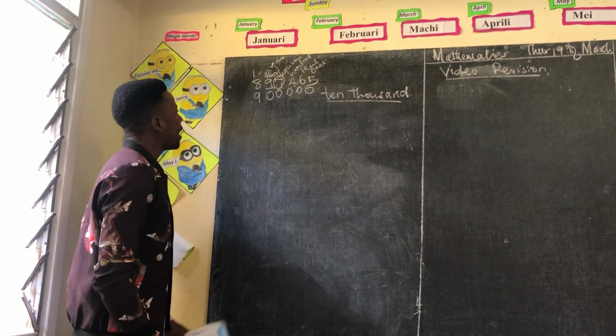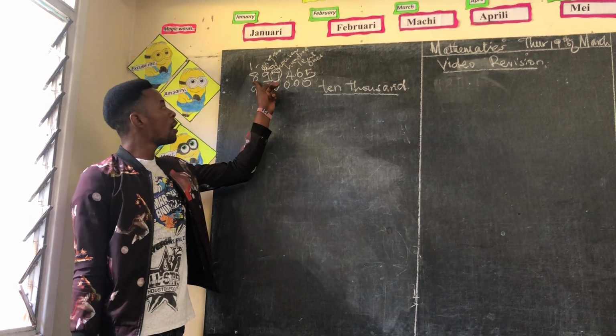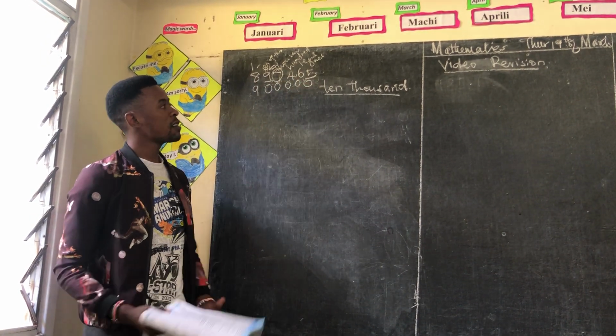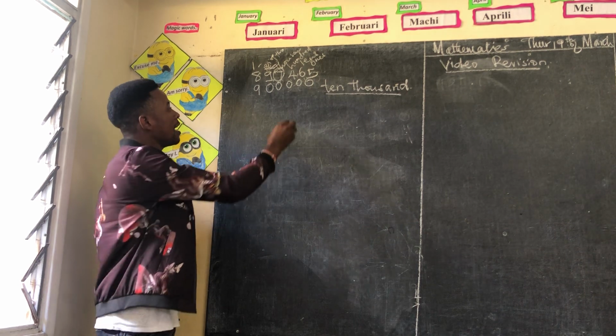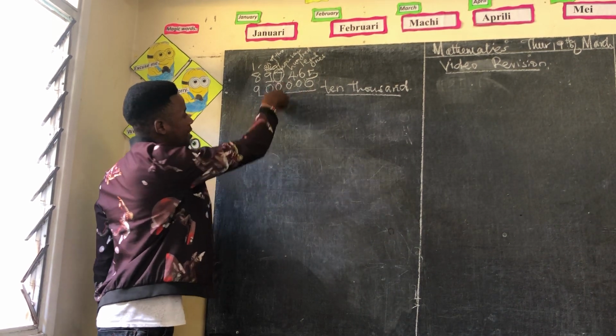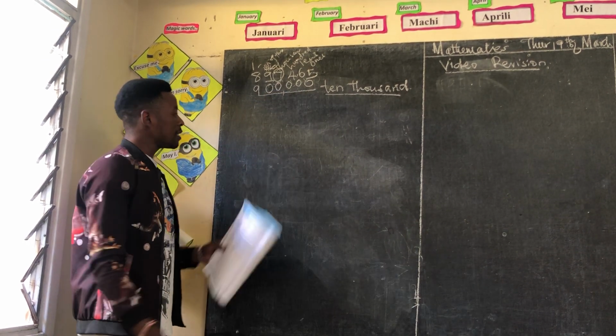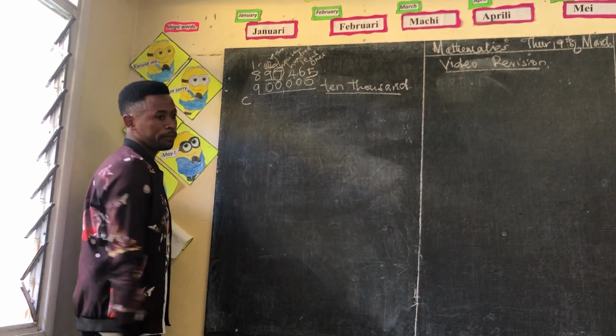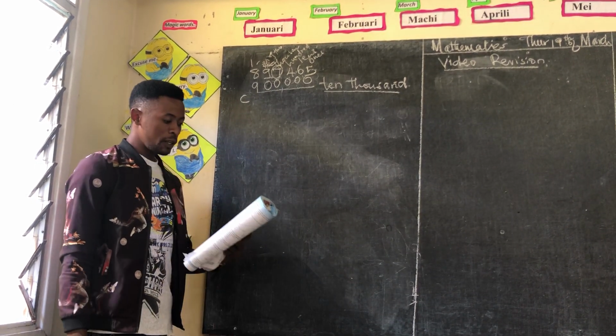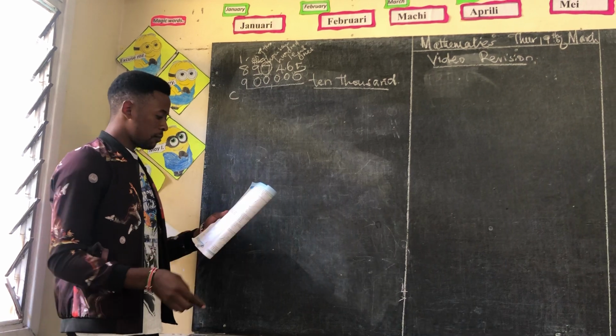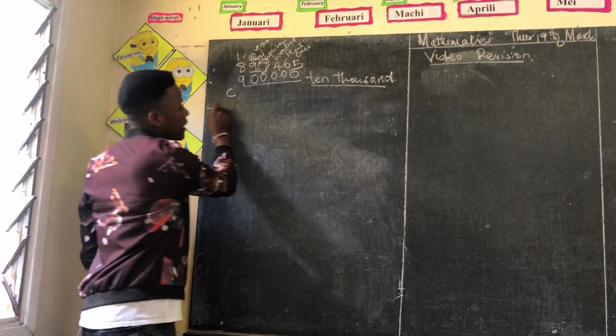So 897,465 rounded off to the nearest 10,000 is 900,000. According to the choices, that was choice C. I hope you've all understood that one, and I beg to move to number 2.